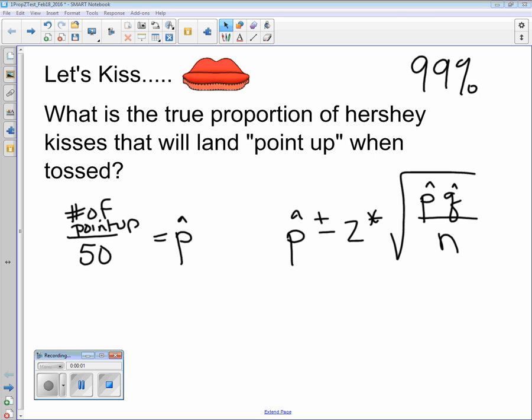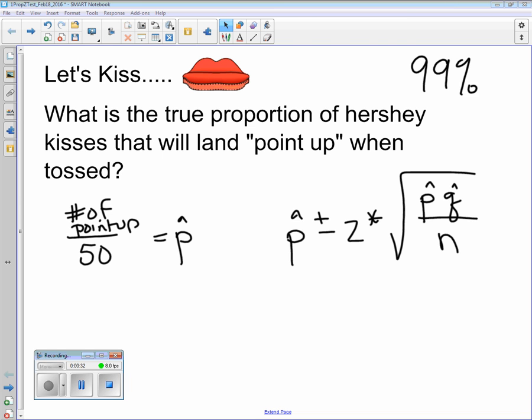So what I'm having everybody do is I had our students flip, guys, each individual person took a Hershey Kiss and flipped it 50 times. We're trying to find the true proportion of points ups, so how they land. Each student flipped their own Hershey Kiss 50 times, and we're going to create their own personal confidence interval. And then we're going to graph them all on the same scale.